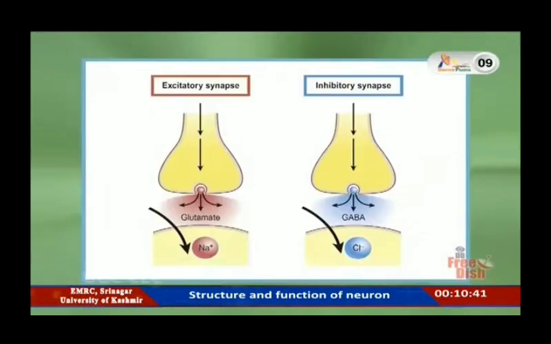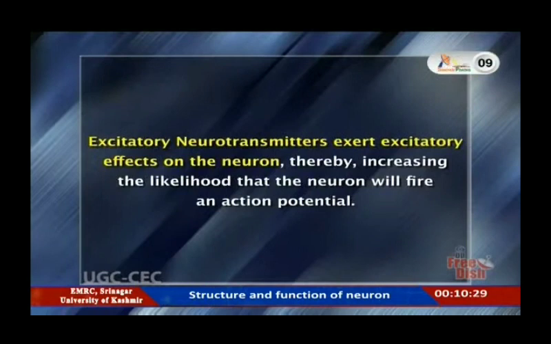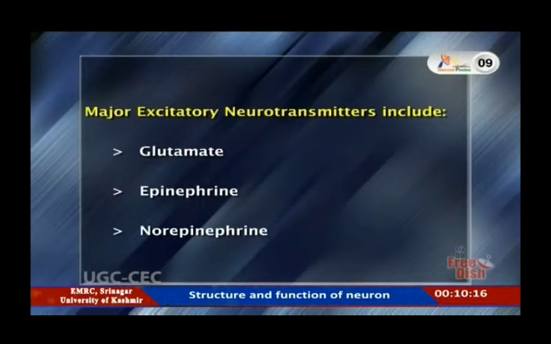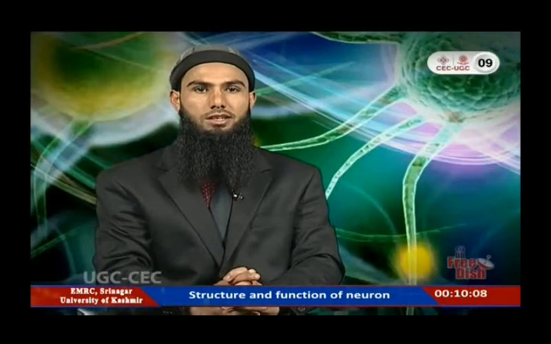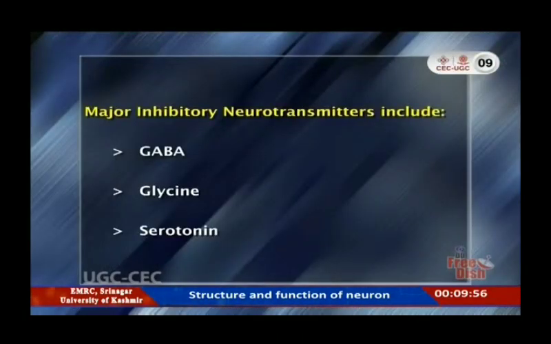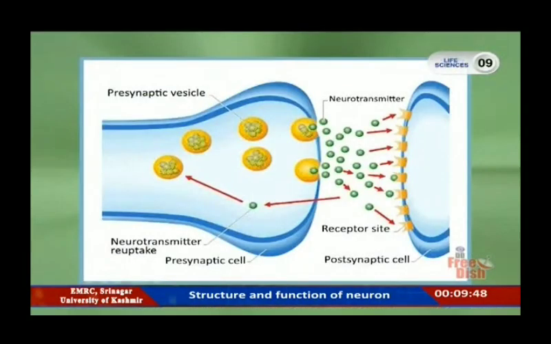Neurotransmitters are generally classified into two main categories related to their overall activity: excitatory or inhibitory. Excitatory neurotransmitters exert an excitatory effect on the neuron, thereby increasing the likelihood that the neuron will fire an action potential. Major excitatory neurotransmitters include glutamate, epinephrine, and norepinephrine. Inhibitory neurotransmitters exert inhibitory effects on the neuron, thereby decreasing the likelihood that the neuron will fire an action potential. Major inhibitory neurotransmitters include GABA, that is gamma-aminobutyric acid, glycine, and serotonin. Some neurotransmitters can exert both excitatory and inhibitory effects, depending upon the type of receptors that are present.